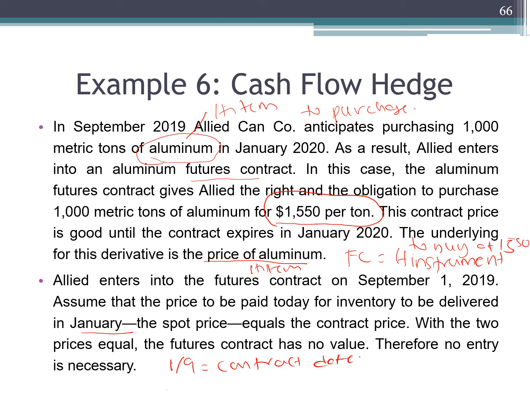And then in January next year, January 2020, will be the delivery of the aluminium, or the purchase here. So therefore, on the contract date, 1st of September, there are no journal entries that you need here because there is no value for the future contract. It means that you only provide a memo here, because there is no value yet.